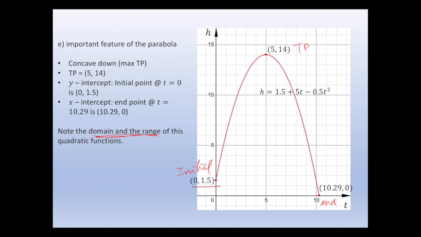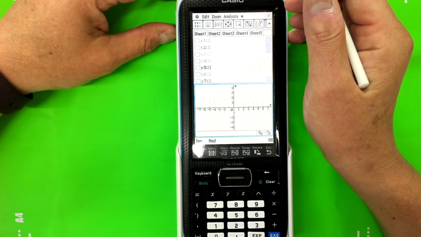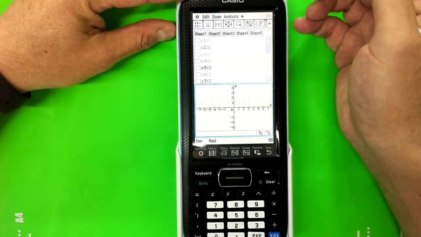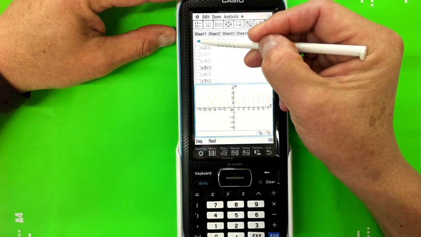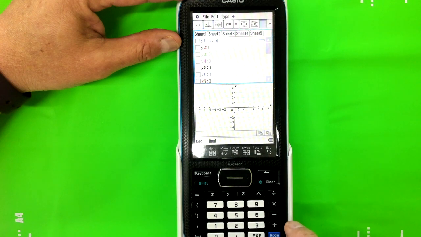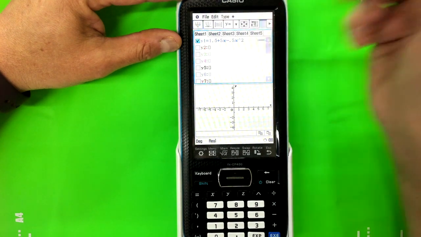Again, I'm going to show you how to use your ClassPad. This time, you are talking about the ball being thrown vertically into the air. So again, instead of h and t, I'm going to use y and x. So y is therefore 1.5 plus 5x minus 0.5x to the power of 2. And then we can actually sketch it.